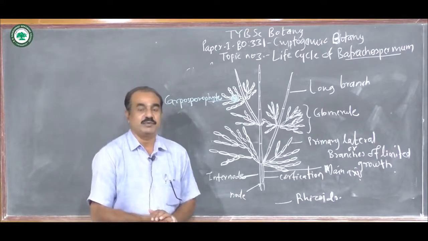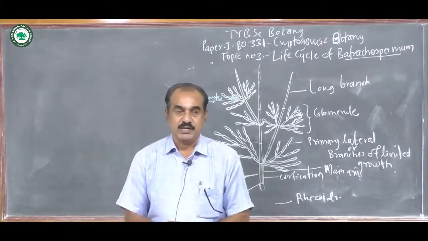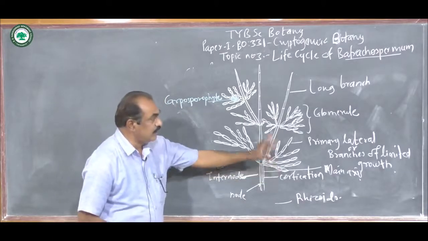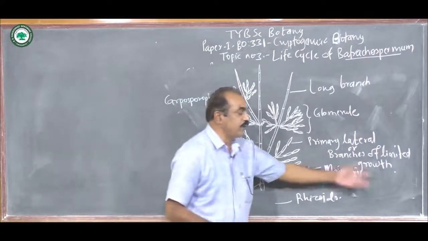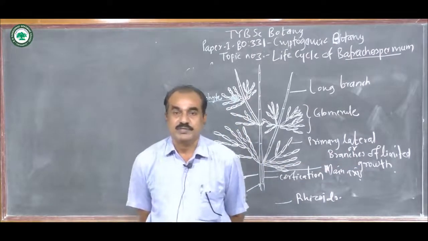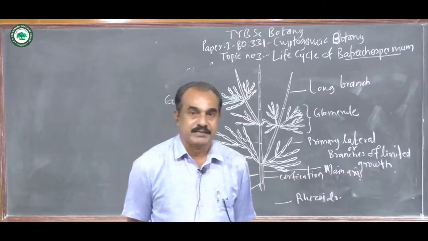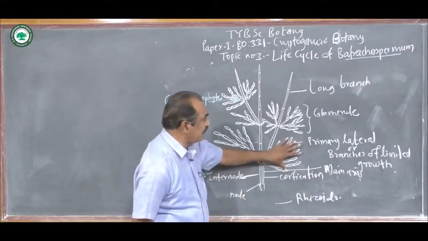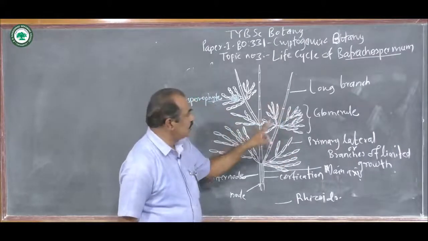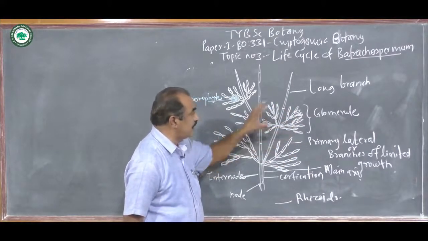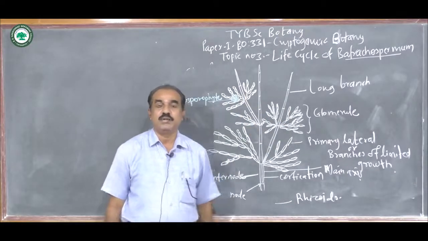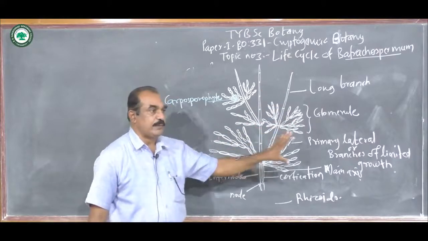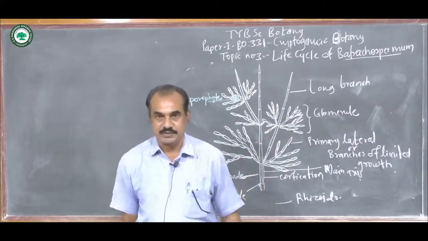Now this main axis gives two different types of branches. First, that is the primary lateral. They are also called branches of limited growth, and they are 4 to 6 in number, but they are repeatedly and profusely branched, and the compact structure of this primary lateral is called the glomerule. They form a compact structure which is called the glomerule. And because of this glomerule, the whole structure of Batrachospermum is beaded in appearance.